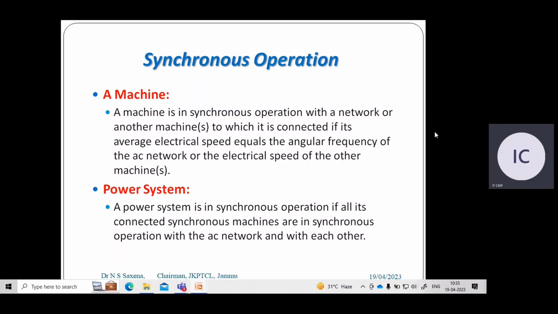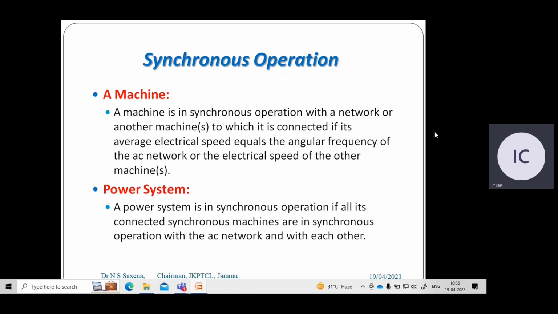So, synchronous operation. A machine is said to be in synchronous operation with the network, or with another machine to which it is connected, if the average electrical speed equals the angular frequency of the AC network.